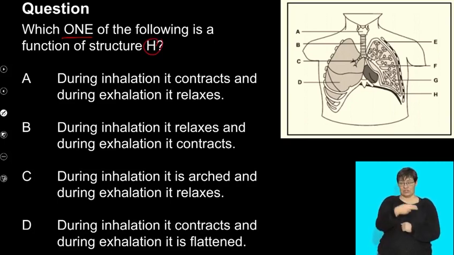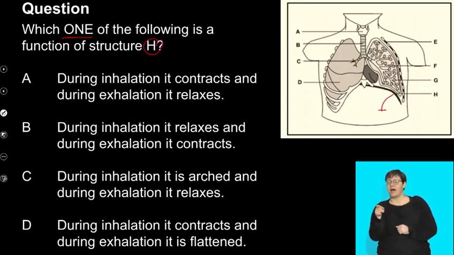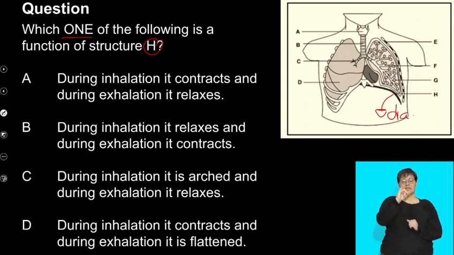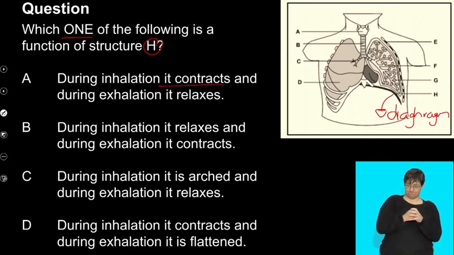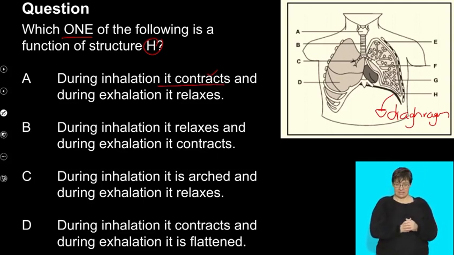H. Now, if we have a look at structure number H, that is going to be my diaphragm. It's one thing I can never spell. I never know how to spell diaphragm. Right, now we've got to look quite carefully here because it's got to do with breathing. So, during inhalation, it contracts. Yes, that's correct. And during exhalation, it relaxes. So, I've got number A, and I've already seen that it's correct.